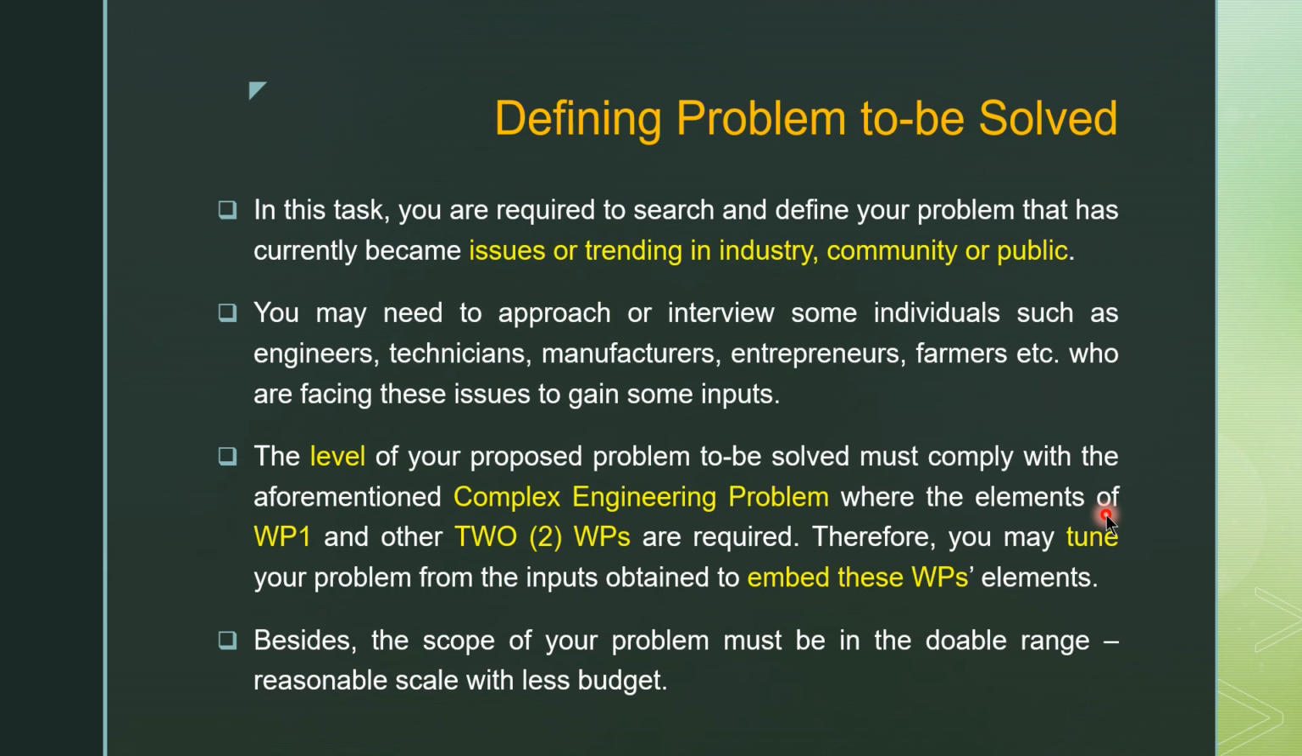Okay, so in this task, even though I explained already, you are required to search and define your problem that has currently become an issue or is trending in industry, community, or public. So you're defining your problem to be solved. It's quite different from the normal nature, because we find the title, we find the title, we find the title. This time we are not finding the title, but we try to find the problems that are faced by several groups or several people or that happen in the industry and communities. That's why this must be a real issue, a real or trending issue that happens in the industry, community, or public.